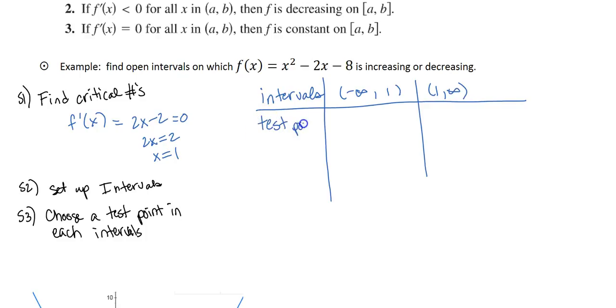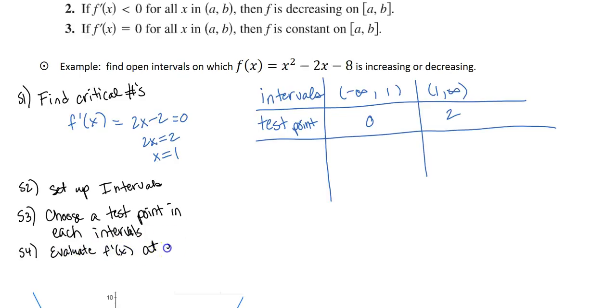We're going to pick 1 point in each interval. And the nice thing about this is you get to pick your points, so you can use whatever is the most convenient. Even if you have some kind of nasty boundary like the square root of 7, you could pick 0 and 10 on either side of it just because they're easy to plug in. So for this first interval, I'm going to use 0, and the second interval, I'm going to choose 2. And then step 4, we want to evaluate f prime of x at each test point.